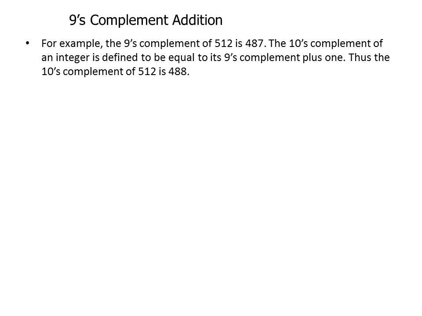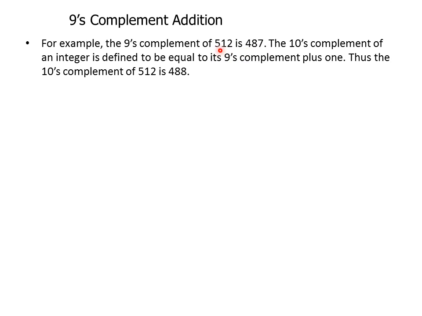Another subtraction process is 9's complement addition. It is an addition process, but it is used in subtractions. How is 9's complement defined? For example, 512. The 9's complement of 512 is 487.